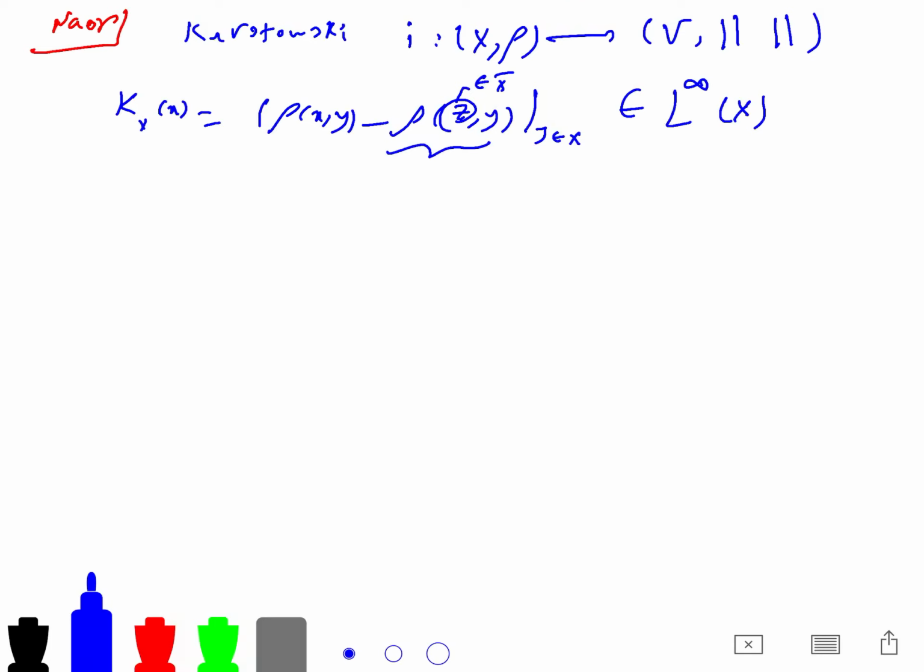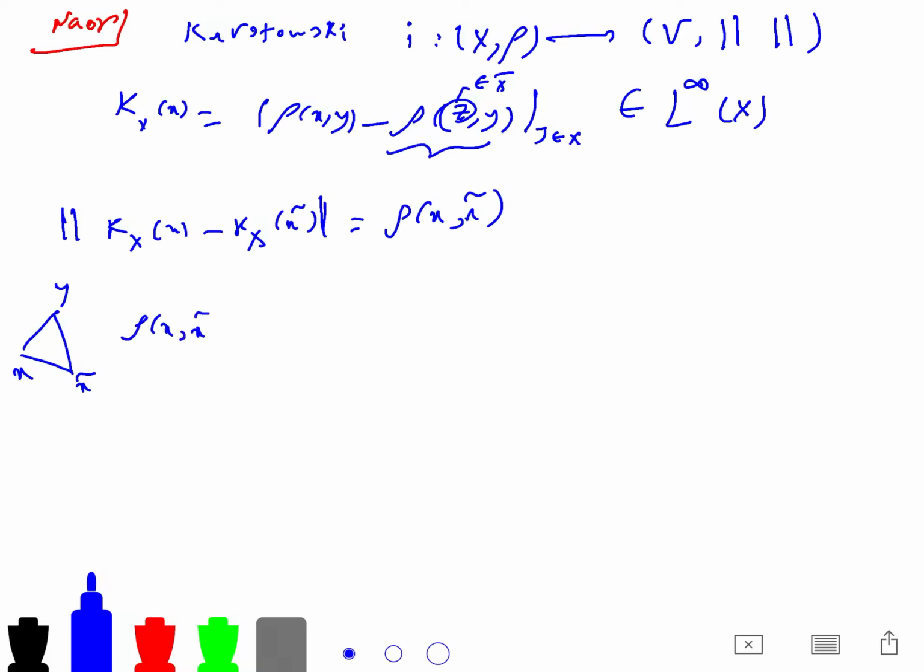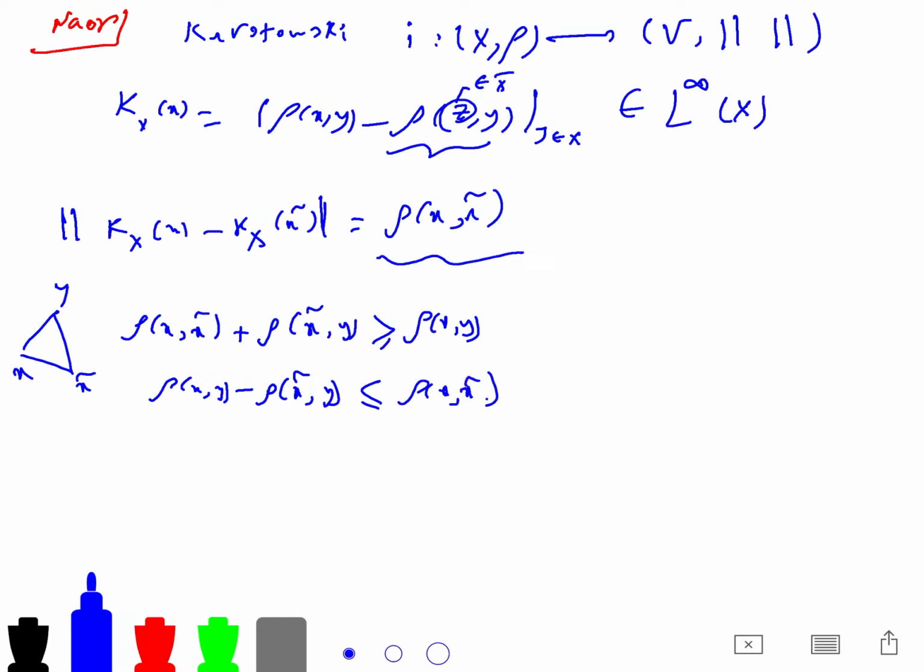And so for the norm of k_x of x minus k_x of x tilde, I want to show that this is at most rho of x and x tilde. You can prove it by just drawing a simple triangle with y, x, and x tilde, and doing the triangle inequality, which is what? It is rho of x, x tilde plus rho of x tilde and y. This is greater than rho of x and y. So now you know that rho of x and y minus rho of x tilde and y is less than rho of x and x tilde. So I've proved this one.